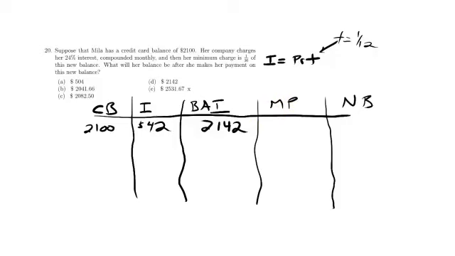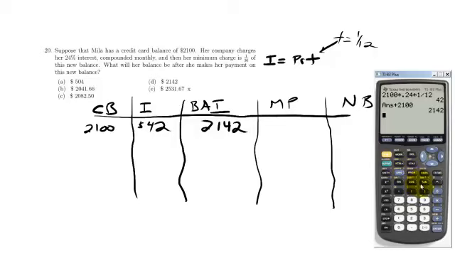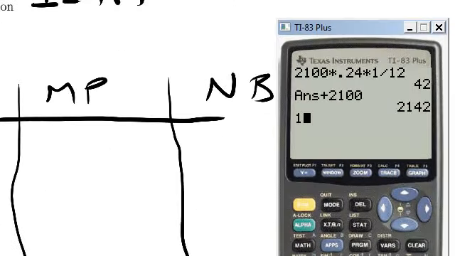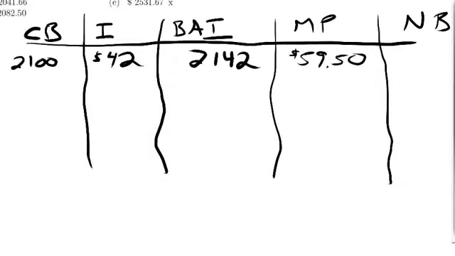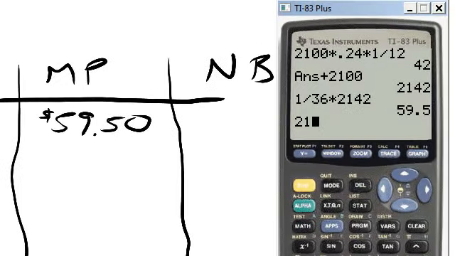Alright, her minimum payment would then be 1/36 of that. So you would take 1/36 times her balance, and her minimum payment is $59.50. Okay, so $59.50. And then once she pays that, we're going to subtract that off the balance that she had, so $2,142 minus her minimum payment of $59.50.